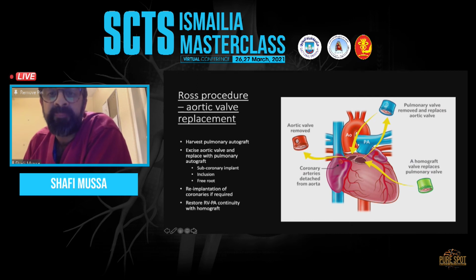Okay, the coronaries will then need to be reimplanted, and the continuity between the right ventricle and the pulmonary artery will be restored using a pulmonary homograft.